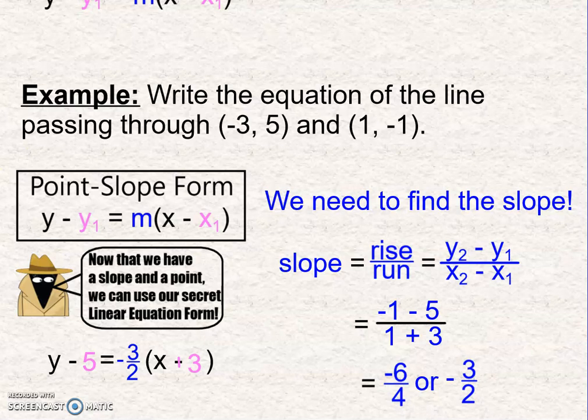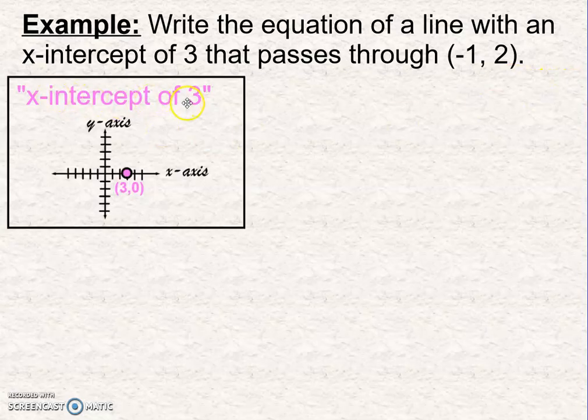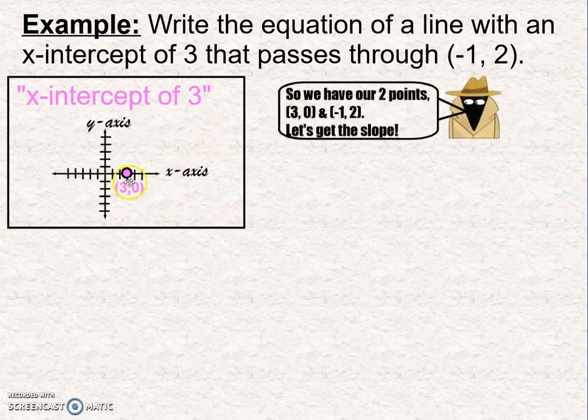Let's do one more example. One last example. We're going to write the equation of a line with an x-intercept of 3 that passes through -1, 2. Not a y-intercept, but an x-intercept of 3. Now, x-intercept of 3 means that it crosses the x-axis at 3, and that gives us this point 3, 0. So we have our 2 points. Our 2 points are 3, 0, the x-axis intercept, and -1, 2, the given point. Let's get the slope. Why don't you pause the video and see if you can find the slope on your own.